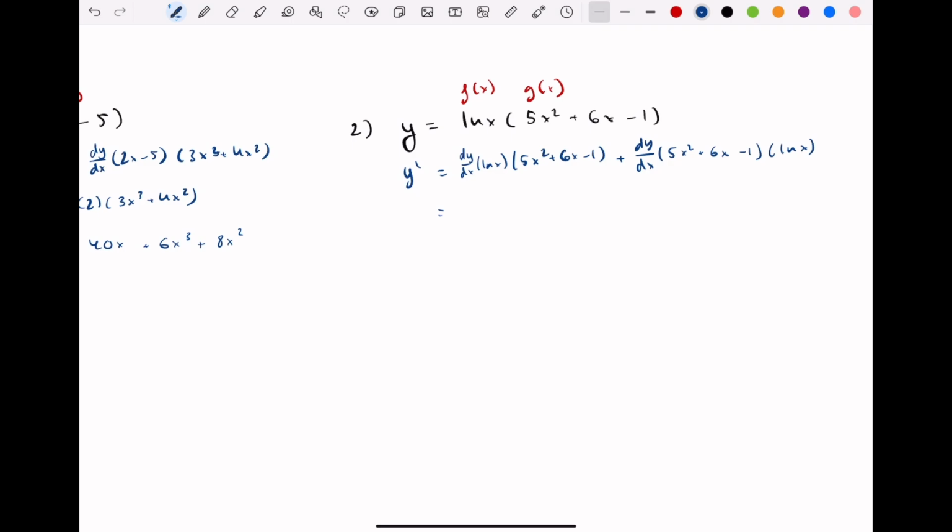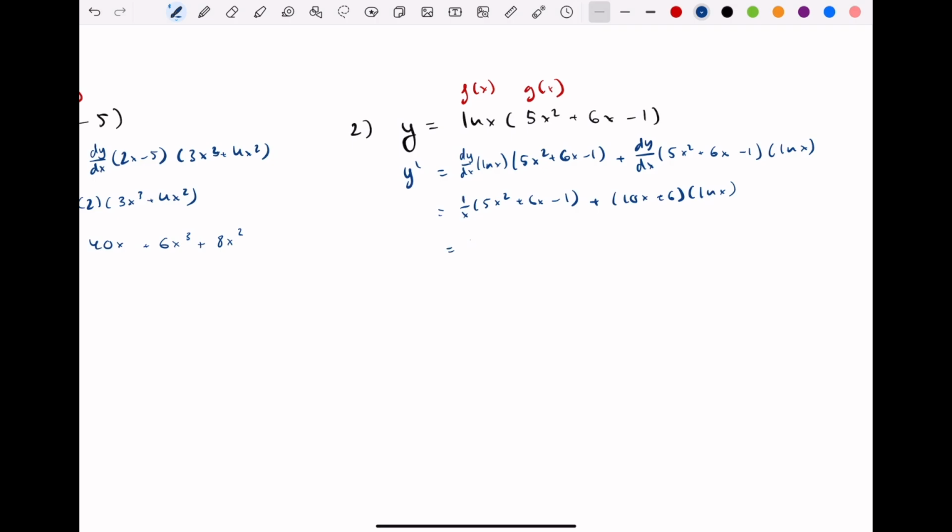So the derivative of ln x is 1 over x, and that's totally okay if you're not familiar with that because this is not the point of the video, but we're going to have 1 over x times 5x squared plus 6x minus 1. Again, just make sure that you understand how the product rule is getting applied in this case. You don't really have to understand all the little details in the calculations that come afterwards. And then the derivative of 5x squared plus 6x minus 1 is 10x plus 6 times ln x.